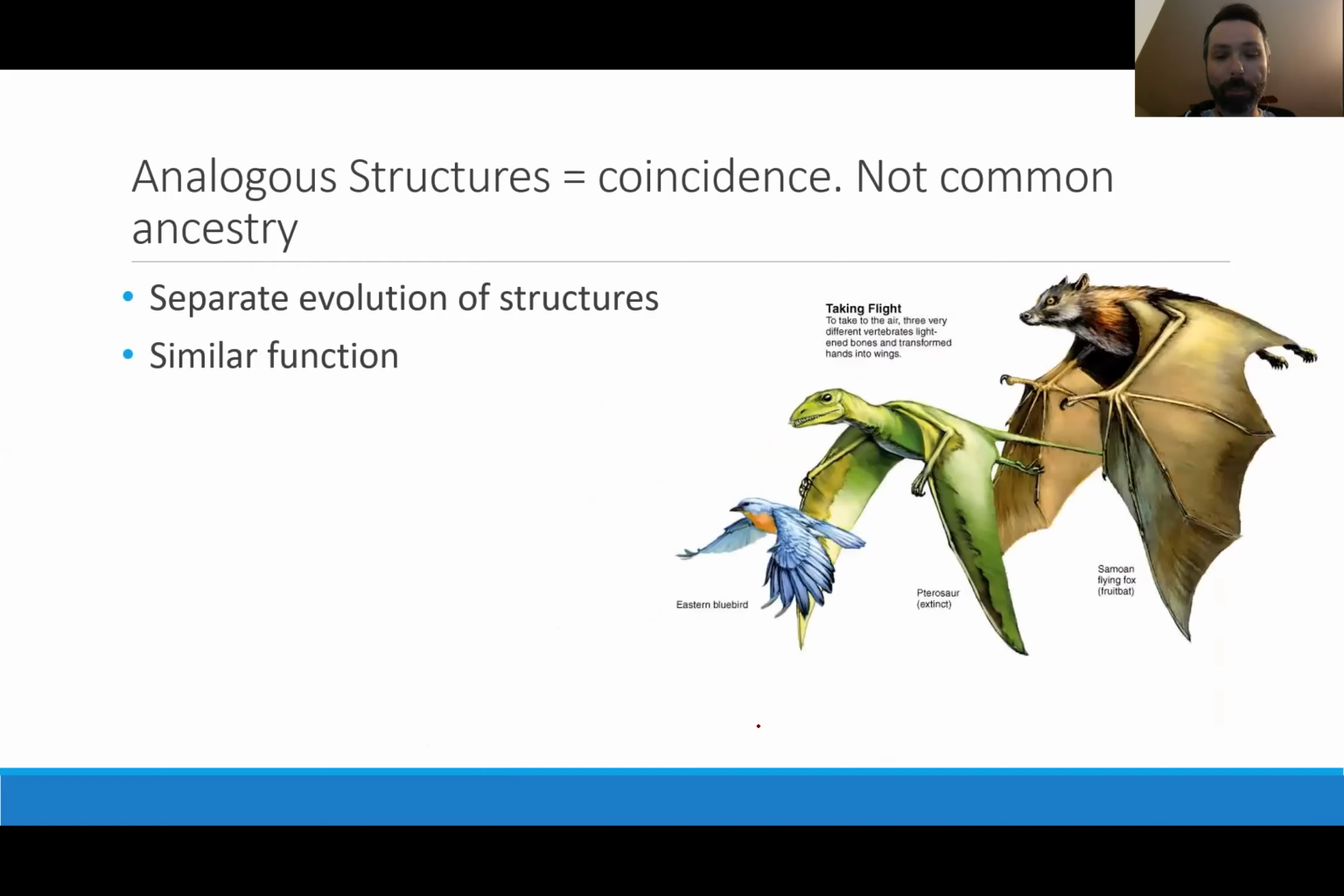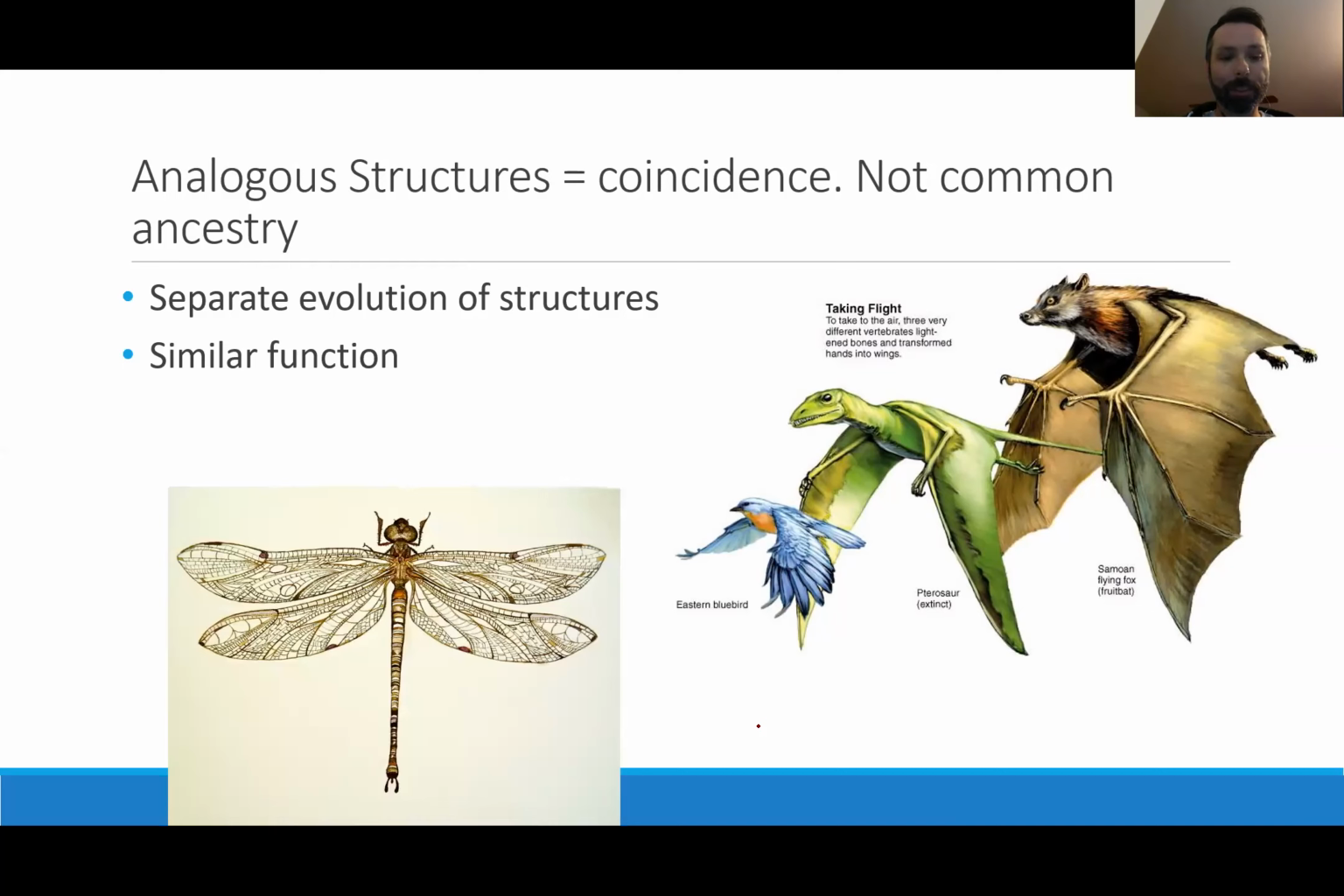Again, wings are a great example of this as well. A bird, a bat, and a flying dinosaur all have these wings because they need to fly, and having something that looks like a wing helps you fly. But just because you have a wing doesn't mean you're related, especially when you consider the dragonfly, which has wings, but its wings are way different than the wings of any of the other organisms, right?